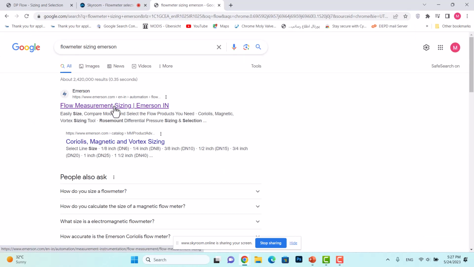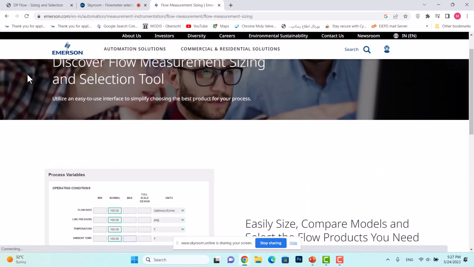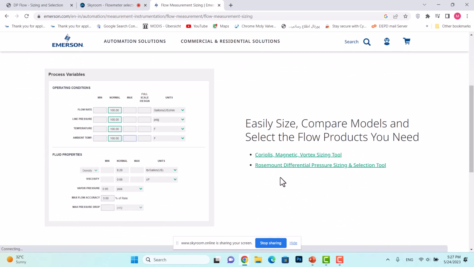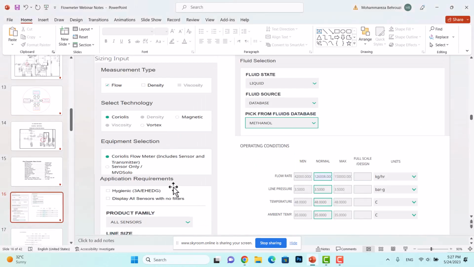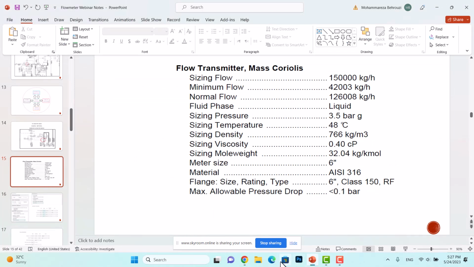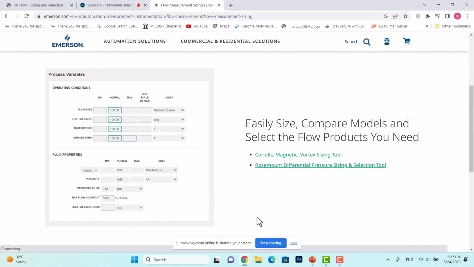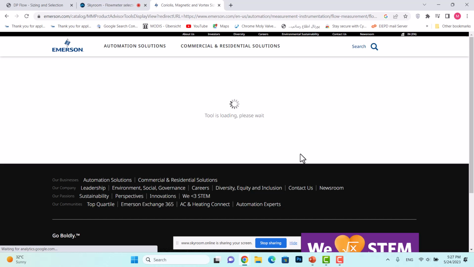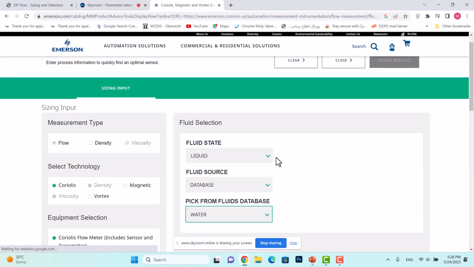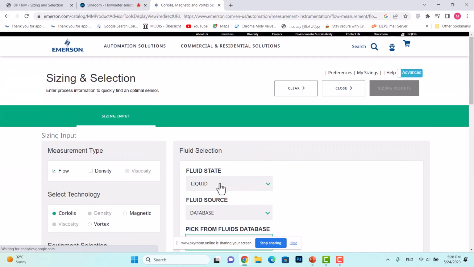I'm going to show you online how to use this applicator. Here you go to the Emerson website, and you select, for instance, the application for this one, which is Coriolis flowmeter. I just want to familiarize your eyes with the environment of this website, and later you can use it for your applications. As you can see, you should provide the applicator with different inputs.